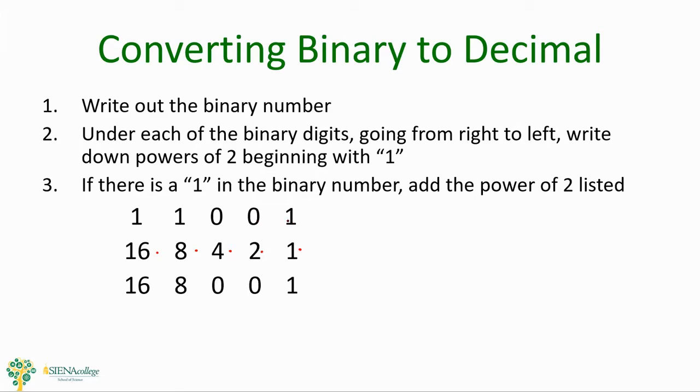Any place that we have a 1, we're going to write down the power of 2 with it. So we have a 1 here, so we're going to write down our 1. We have a 0, we're not going to write down the power of 2. We'll write down a 0. We've got another 0. We have a 1, so we write down the power of 2, in this case an 8. We have a 1, so we write down the 16. Lastly, we'll add these numbers up: 8 and 16 and 1, and we come up with 25.